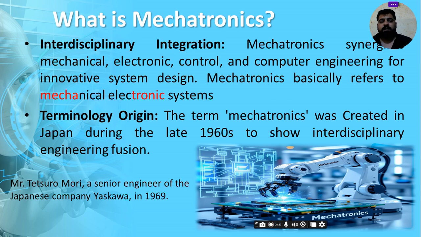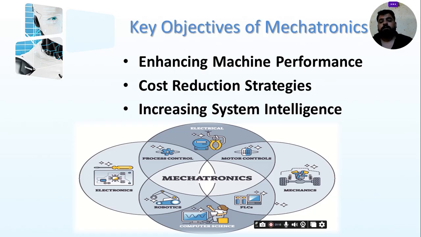Mechatronics can be defined as interdisciplinary integration. What is the meaning of interdisciplinary integration? It means that it combines four fields into just one field: the combination of mechanical, electronics, control, and computer engineering for system design. So mechatronics basically refers to mechanical electronics systems. The word mechatronics was adopted by a senior engineer of a Japanese company, Mr. Mori, in 1969.